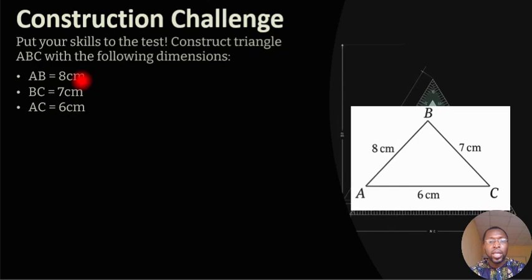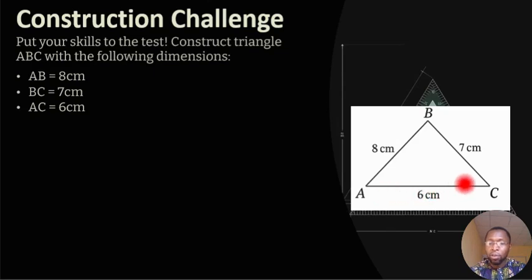When you are constructing a triangle with three sides given, the first thing you need to do is to sketch that triangle. Now look at the sketch here. AB is equal to 8 centimeters, and that's the line AB here. This line BC is 7 centimeters, so line BC is sketched here to be 7 centimeters, and line AC is 6 centimeters. So the sketching will give you an idea of how to go about the construction.